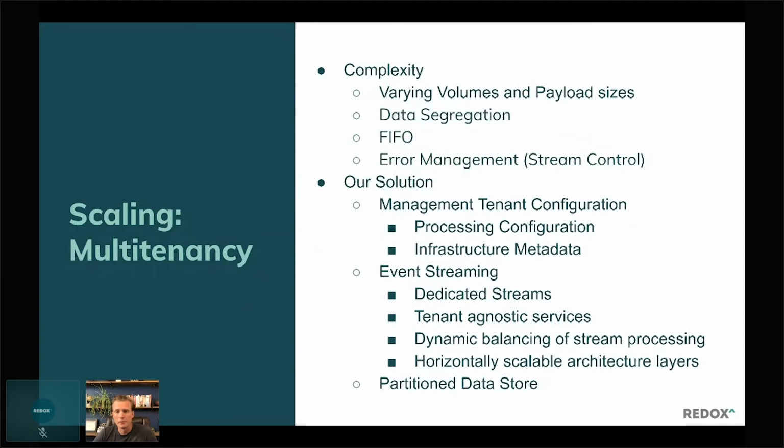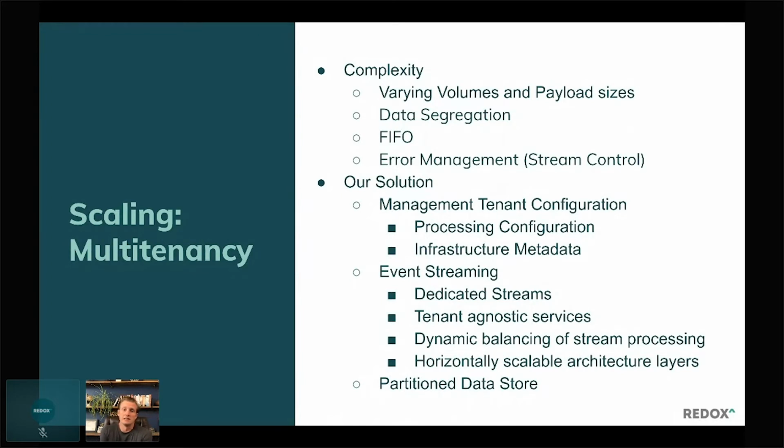The other one that I mentioned already was data segregation. You still have to be able to guarantee that a query for one health system has no chance of leaking data from another, or that a write to one health system has no chance of hitting the data for a different health system. So data segregation becomes a super high concern in a multi-tenant environment.